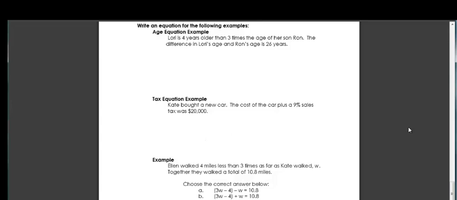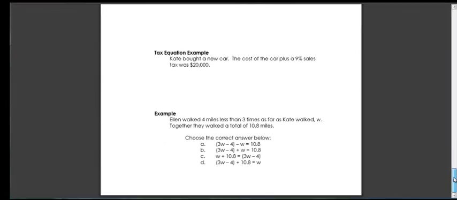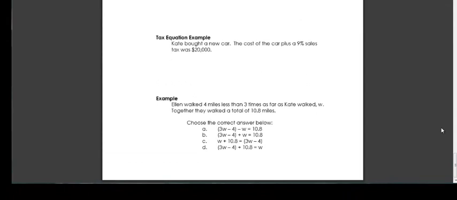Okay, let's do the very last example. And this one is a multiple choice one. So it says Ellen walked 4 miles less than 3 times as far as Kate walked. And we said that that's going to be W. Together they walked a total of 10.8 miles. So we have to choose the correct answer.